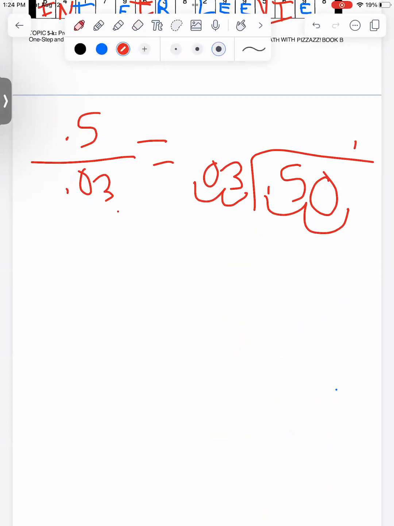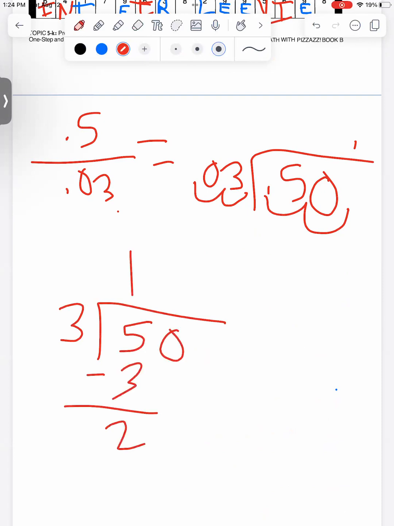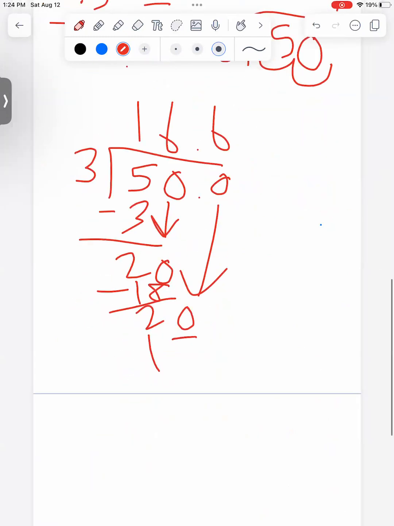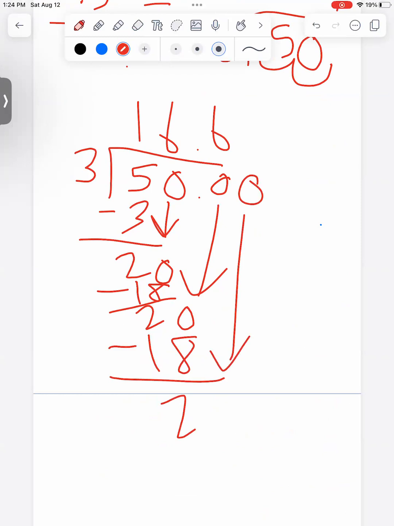And it said round to the nearest tenth. So 3 into 5 one time. 3 times 6 is 18. Remainder of 2. Decimal. Bring it up. All right. Then we have 3 times 6 is 18. Now it says round to the nearest tenth. That means we need to go to 2 decimal places or hundredths to round to 1.